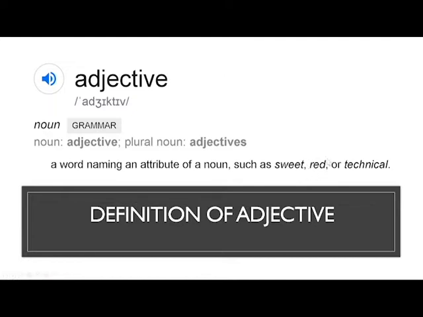Red is another adjective, which is another example of a word that's showing the state of something or the quality of something. Or technical. Technical is also another adjective, which refers to something that needs a lot of detailed learning in order to know how to do it. For example, a mechanic's job is a technical job. So that's the definition of adjectives there.